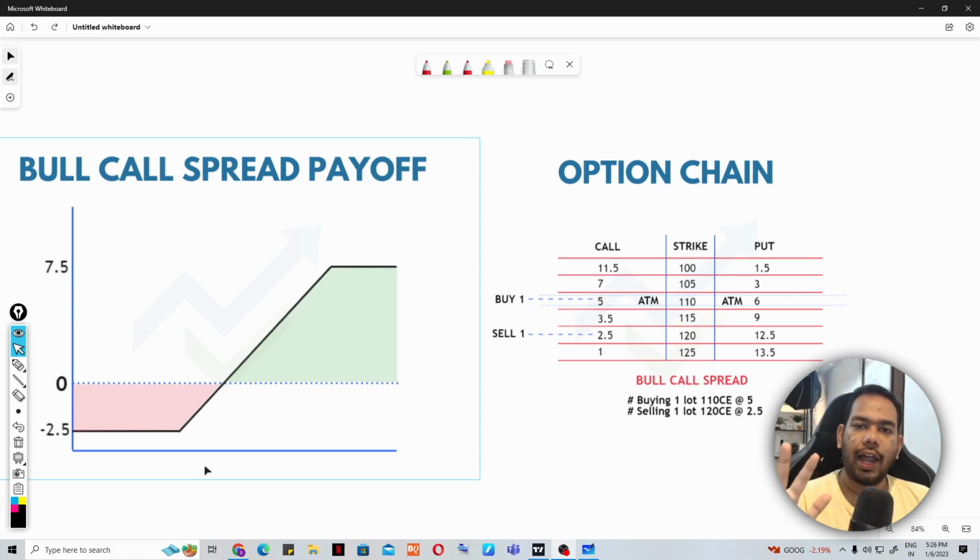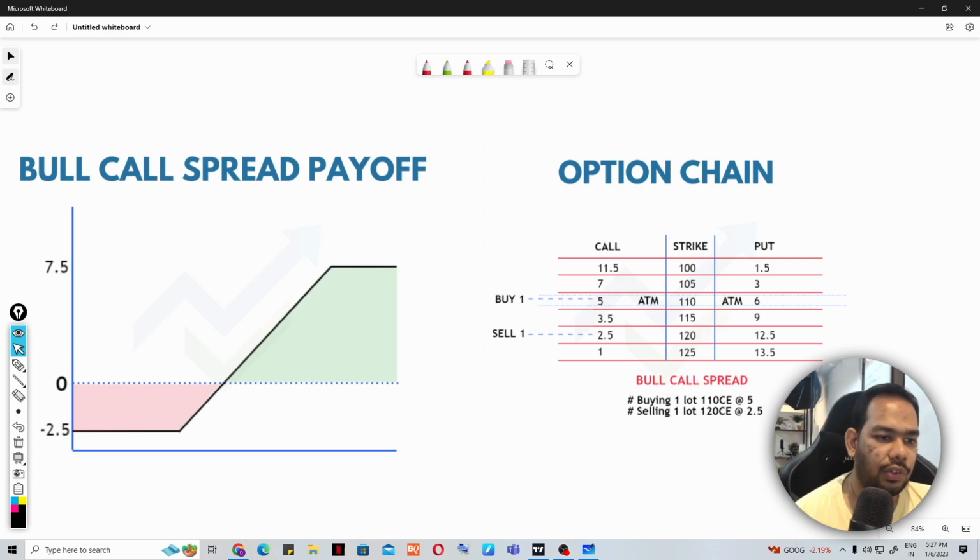To understand the bull call spread, I have given an example here. We will start by looking at this option chain, and as you can see, to make a bull call spread we need one long option. Here we have chosen an ATM strike. You can see in this option chain the 1110 strike price, the 1110 call option, which is at 5 rupees. We will go long on this.